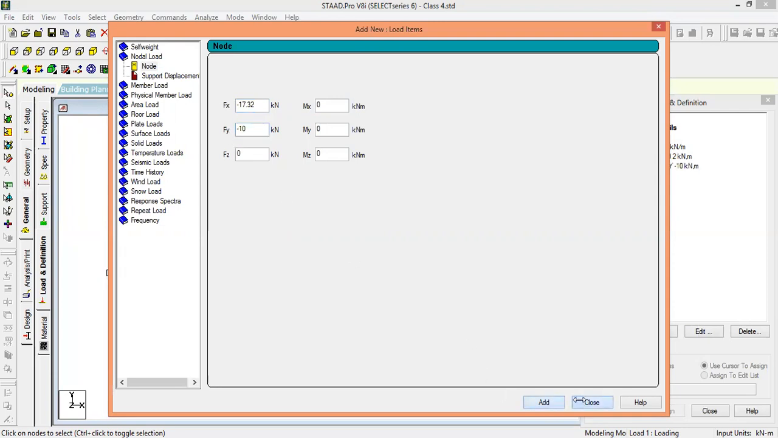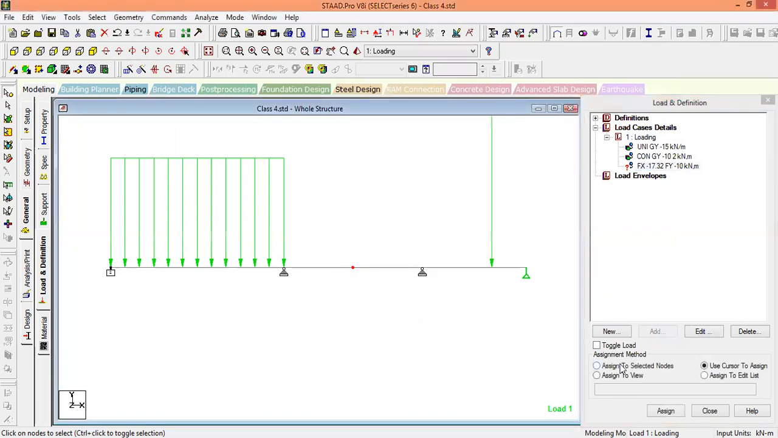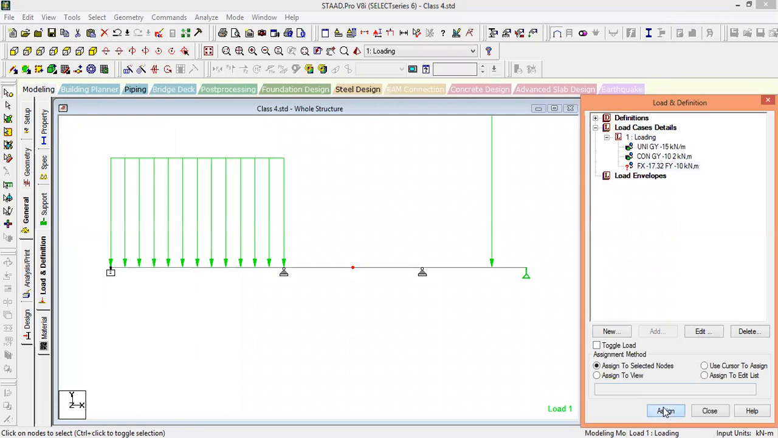And close. Now you select this and select the node where you have to provide that load. Go to assign to selected node and assign. So you now have the horizontal load and the vertical load.